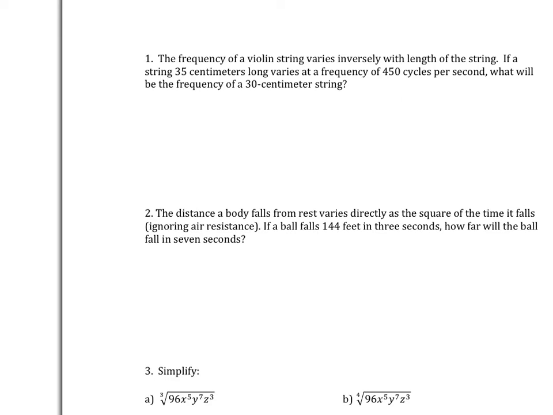Okay, so first problem we have here is we have the frequency of a violin string is varying inversely with the length of the string. So our general equation then is going to be that the frequency is equal to some constant k divided by the length of the string. Plugging in, we get that the frequency 450 is equal to some constant k divided by 35, which means that k is equal to 35 times 450, which is equal to 15,750.